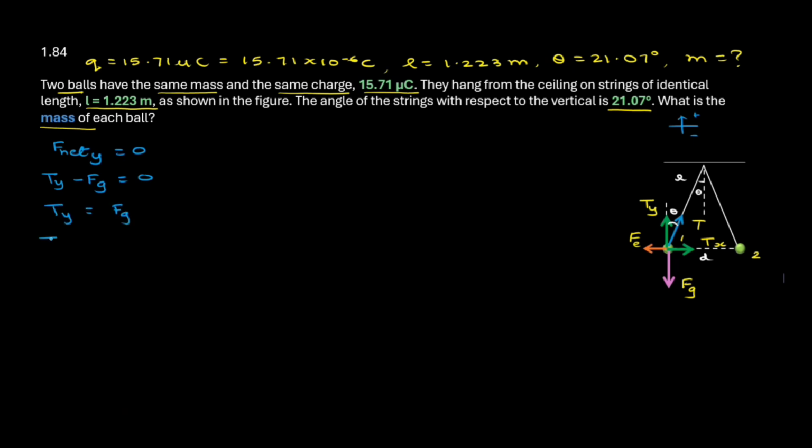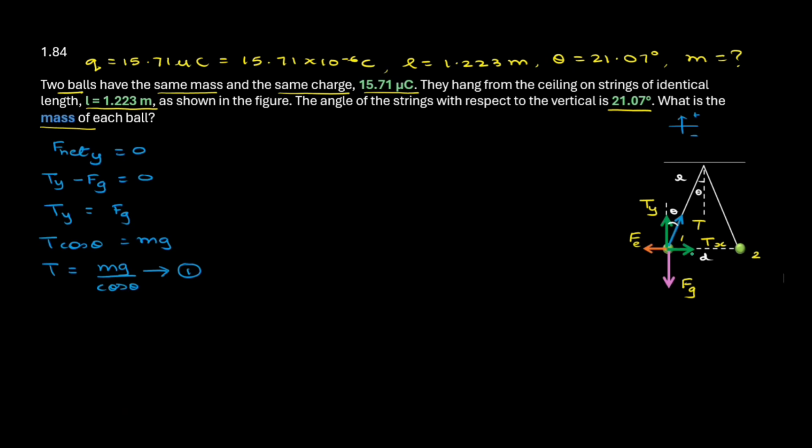Ty I can write as T cosine theta, cosine because Ty is the side which is adjacent to the angle theta. And any side which is adjacent to the angle theta, we associate with cosine. Fg is equal to mg. So I can write T equal to mg over cosine theta. Let me call this equation 1.